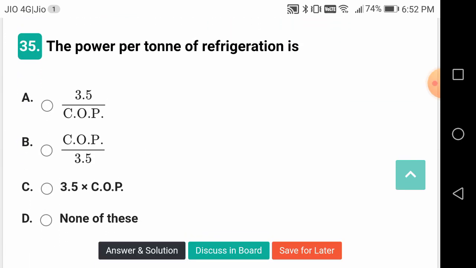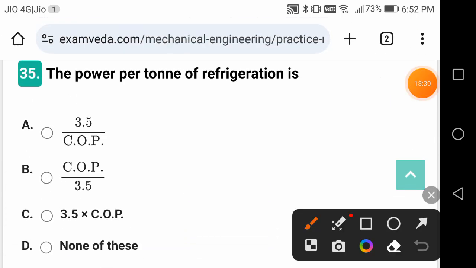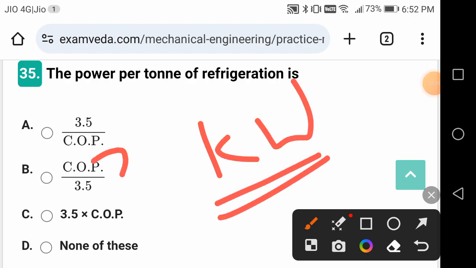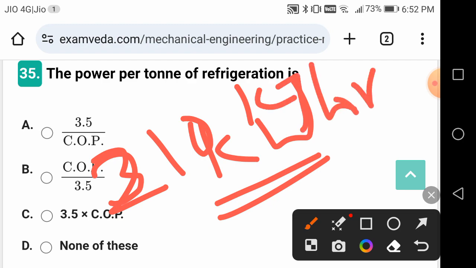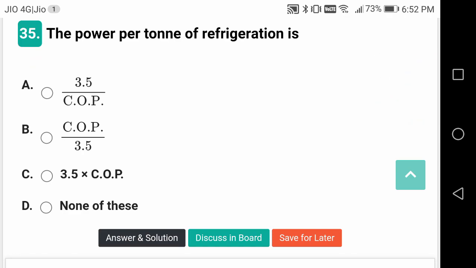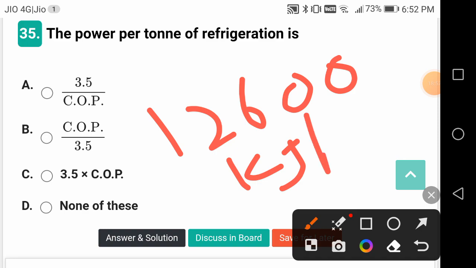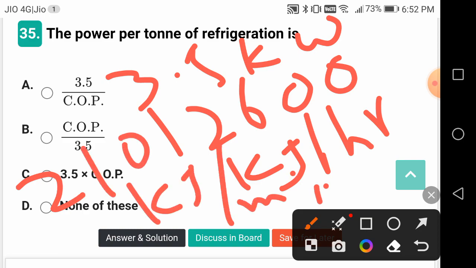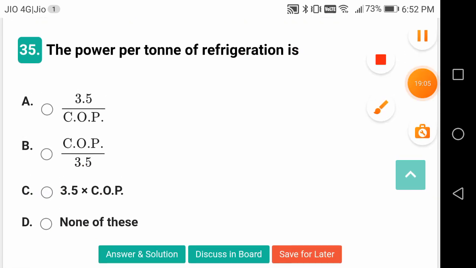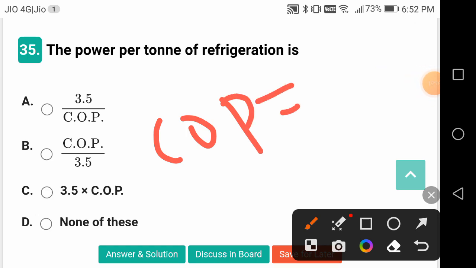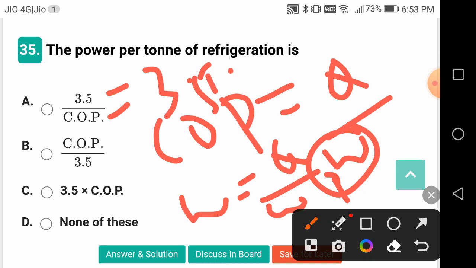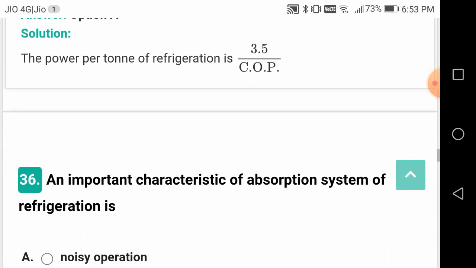The power per ton of refrigeration, just now I told you, is 3.5 by COP. 3.5 is the 1 ton of refrigeration in kilowatts. 3.5 kilowatts, or 210 kilojoules per minute, or 12,600 kilojoules per hour. All of them are equal to 1 ton of refrigeration. As we know, COP is equal to Q by W. He is asking power, so W is equal to Q by COP, where Q is 3.5 kilowatts, the amount of cooling.